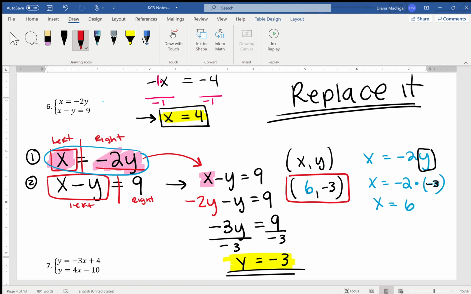You can go ahead and try the next one and then try again with your practice packet. If you have any questions, please let me know. These do get a little bit hard, so I understand if we're not getting them. But again, think of replacement. Substitution means replace.